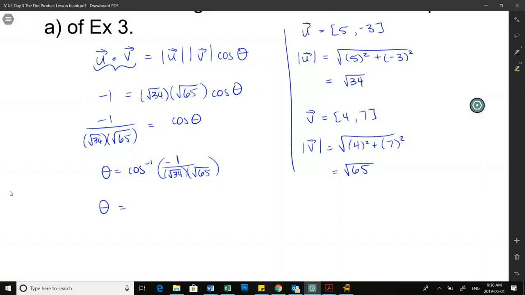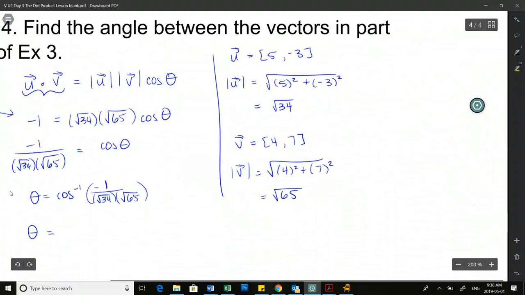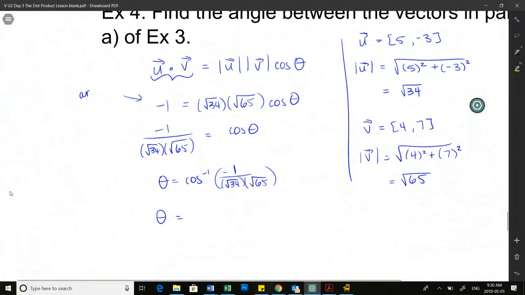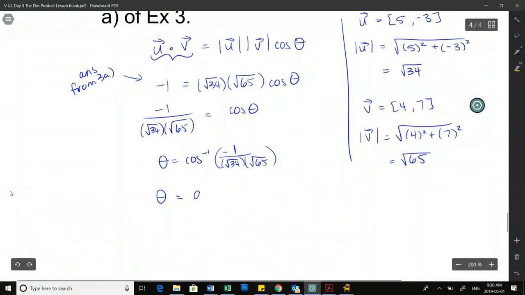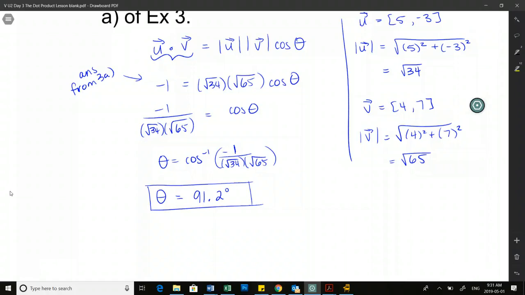Okay, so just making sure we're in degree mode, we'll do that cos inverse of that expression there. Yeah, Mark? It's okay. -1 was just our answer from part A above when we calculated up here. Yeah. What'd you get, Zainab? Great, so we'll just say 91.2 degrees. I think that's good. Awesome. So now we know the angle between two Cartesian vectors.